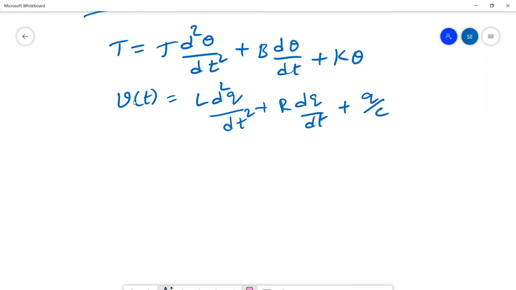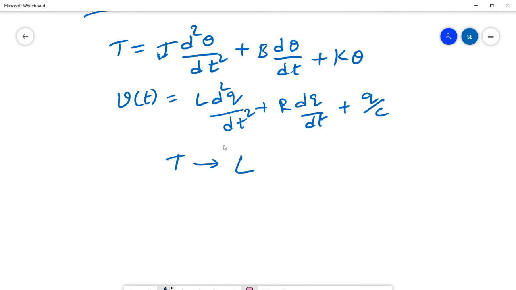What we get here, actually it is not t, it is J. So just compare this: J is analogous to L, B is analogous to R, K is analogous to 1 by C, theta is analogous to q, and T is analogous to V, right? And what is left? Current. Actually angular velocity, d theta by dt, is equal to dq by dt, that is current.